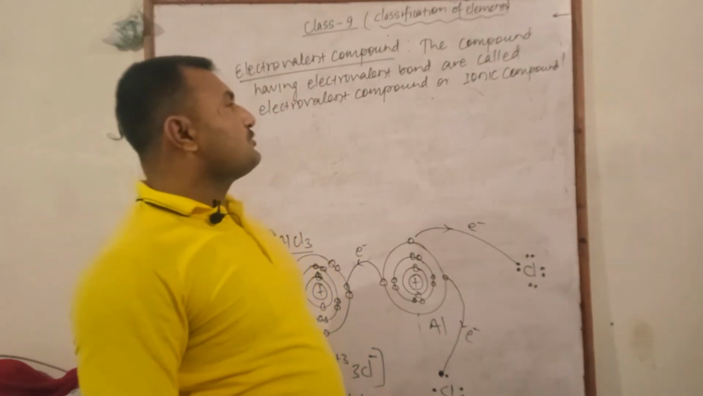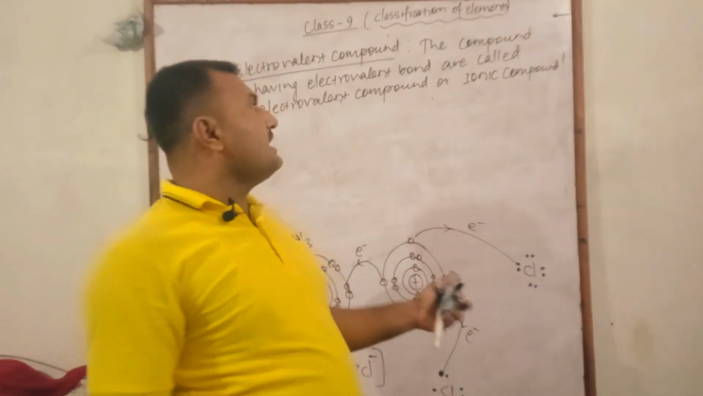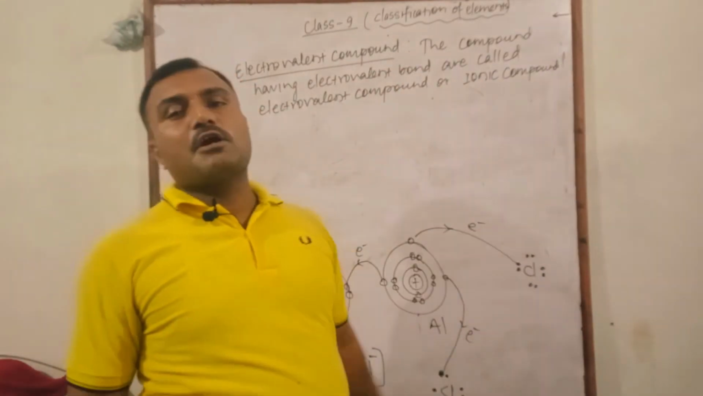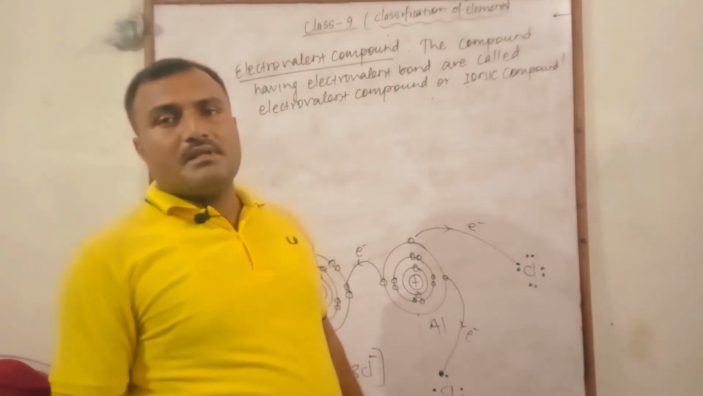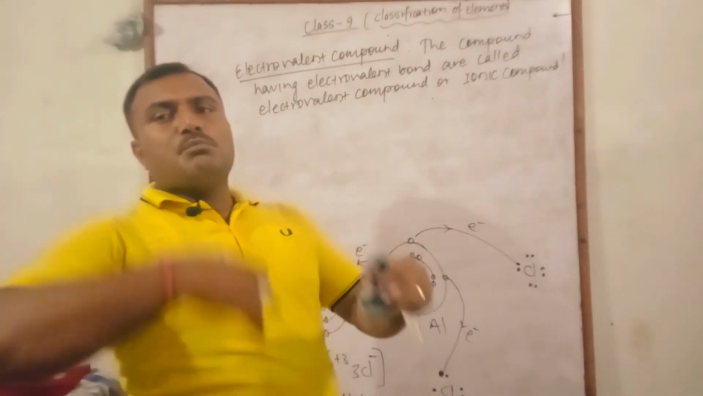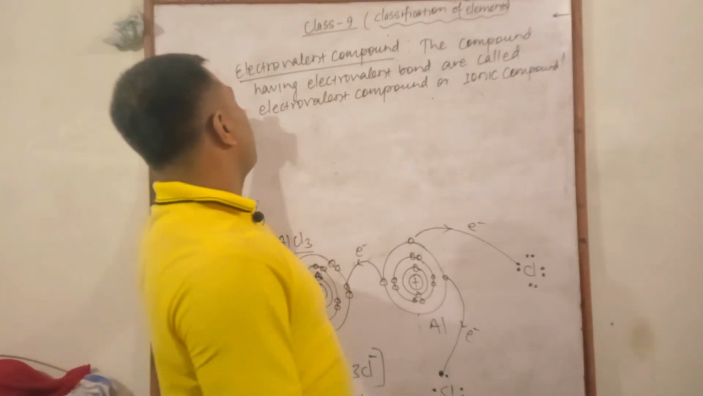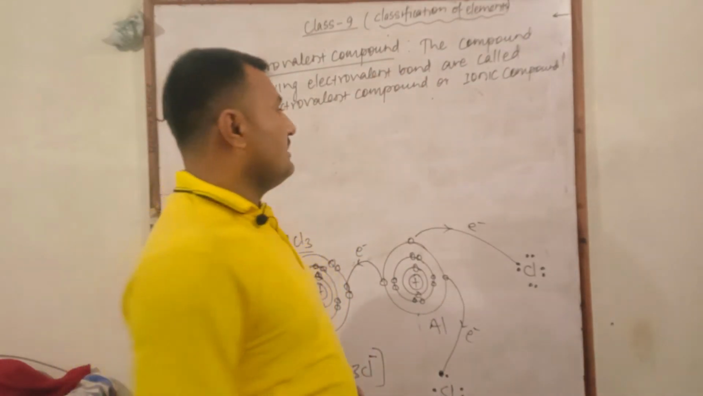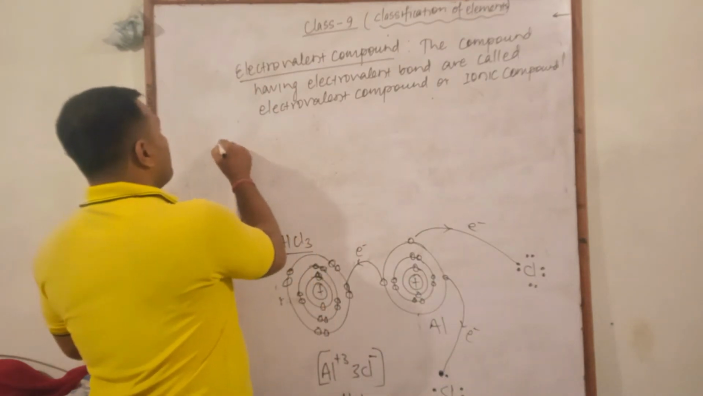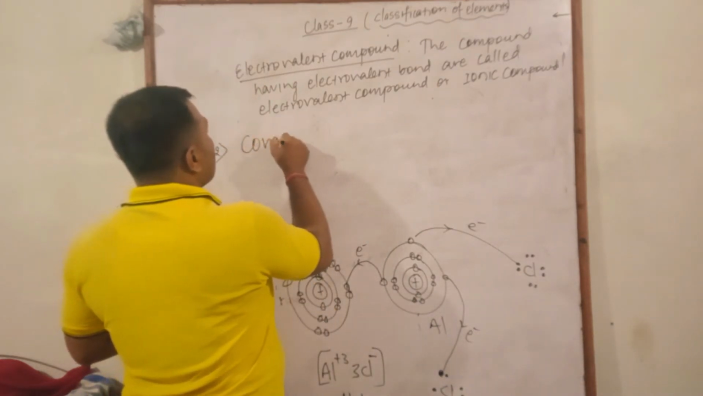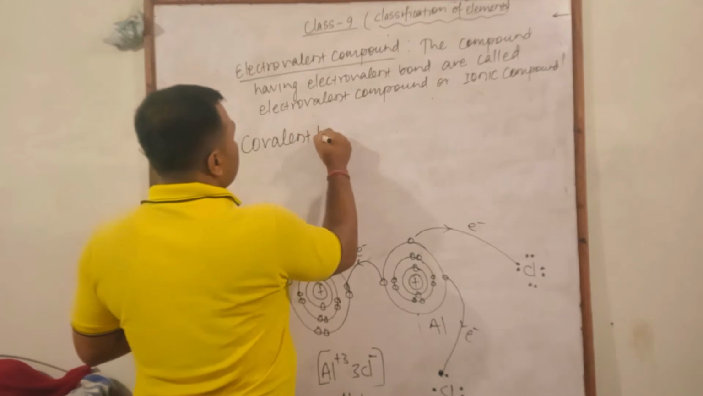Ionic bond or electrovalent bond is stronger in nature, therefore electrovalent compounds are stable. It needs more energy to break, therefore high melting and boiling points are found in electrovalent compounds. The next type of chemical bond that we discuss is covalent bond.